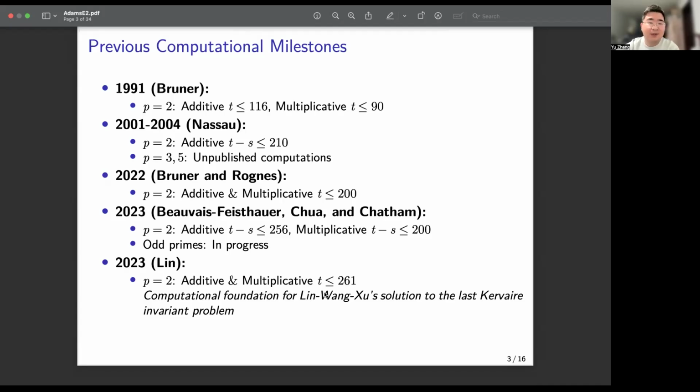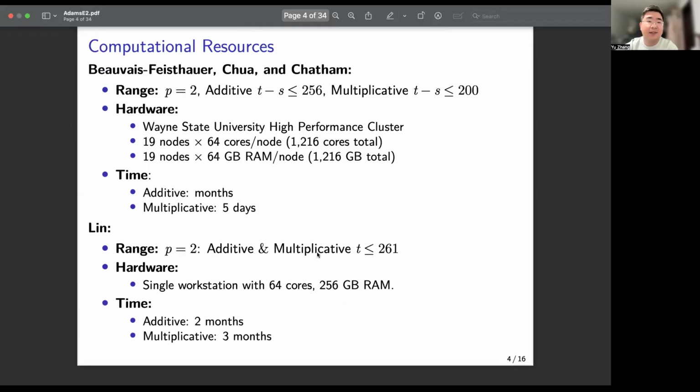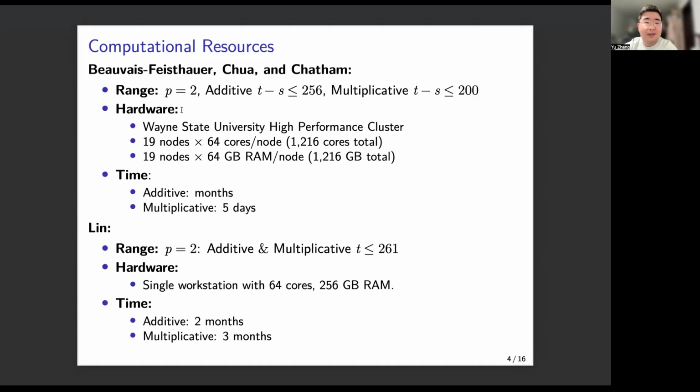And now let's take a closer look at the last two groups and have a sense of the computational resources taken for such computations. For the first group, their computations were performed on the Wayne State University High Performance Cluster, which in total has more than 1,000 cores and over 1,000 GB of memory. And determining the additive structure took several months, and determining the multiplicative structure took 5 days.